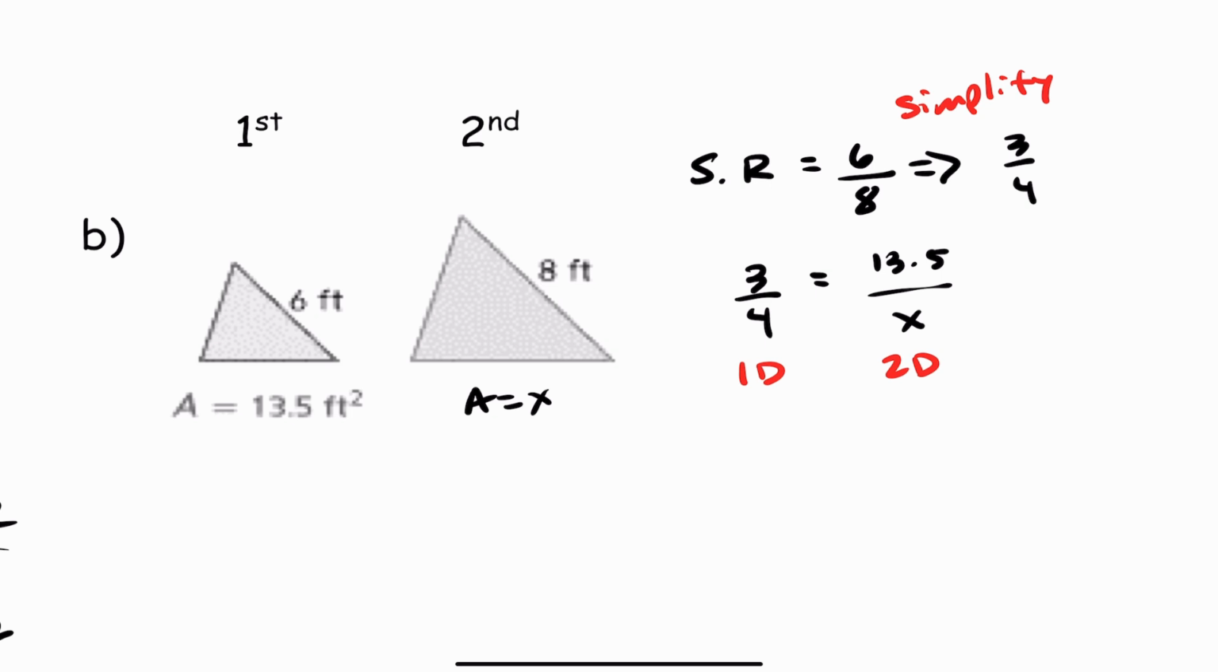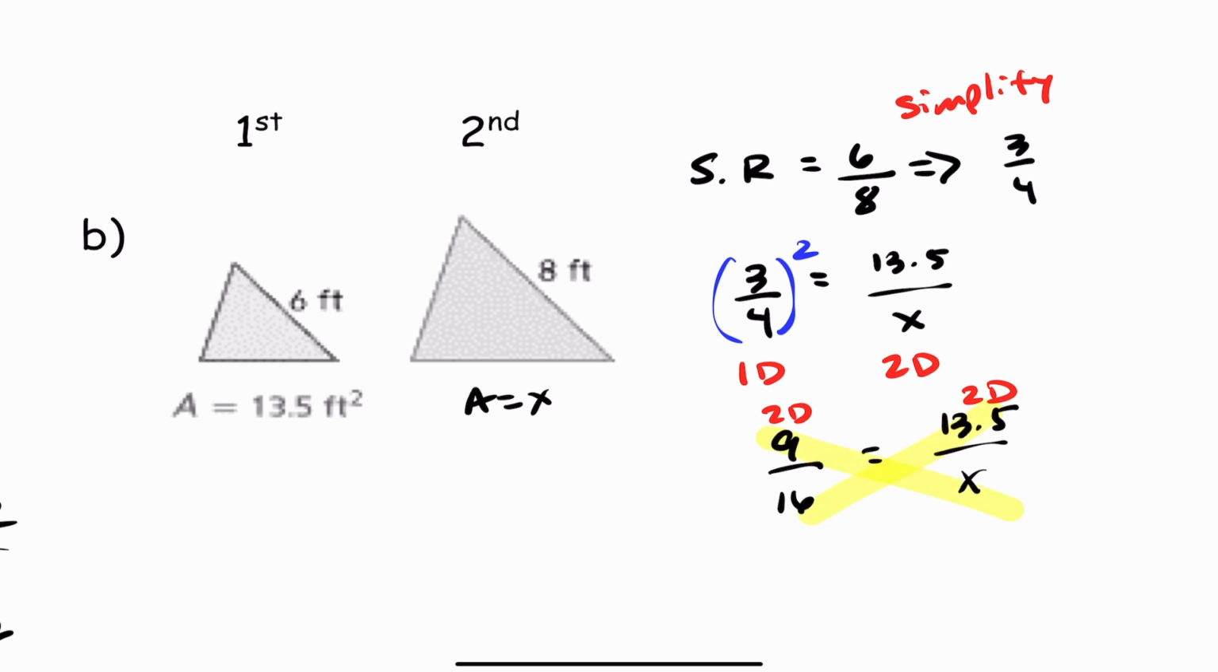You have to square the scale ratio so that they are proportional to each other. So I'm going to square. So I have 3 squared, 4 squared. So 9 over 16 equals 13.5 over x. Is that correct? Okay, great. So we have 2D equals 2D. This ratio is two-dimensional, this ratio is two-dimensional. I can go ahead and cross multiply.